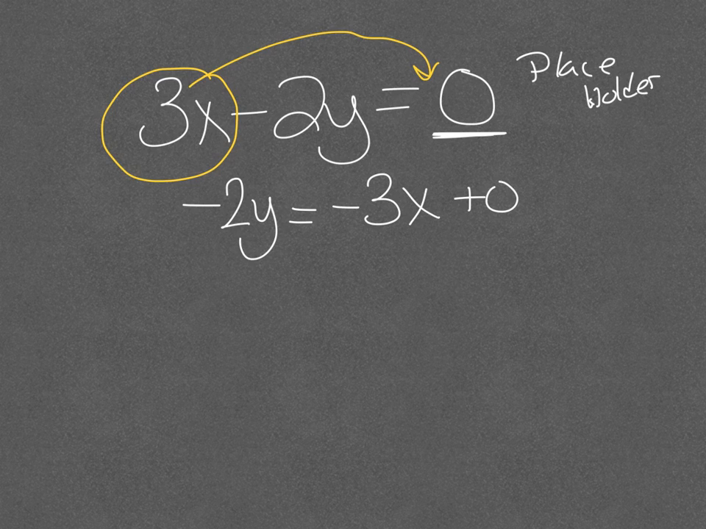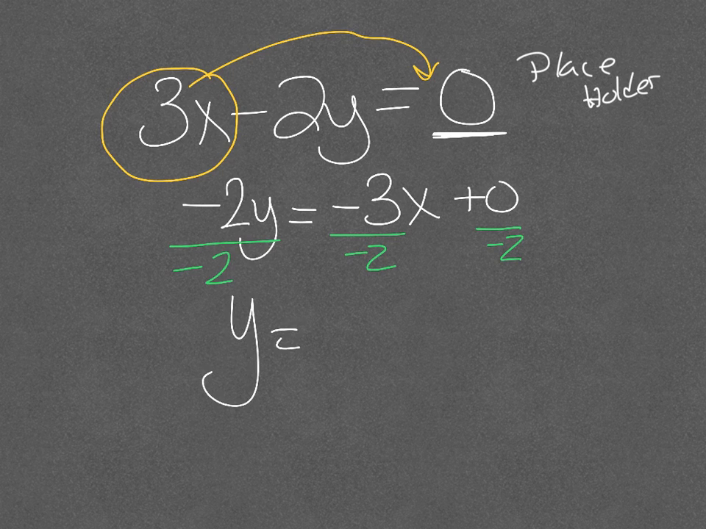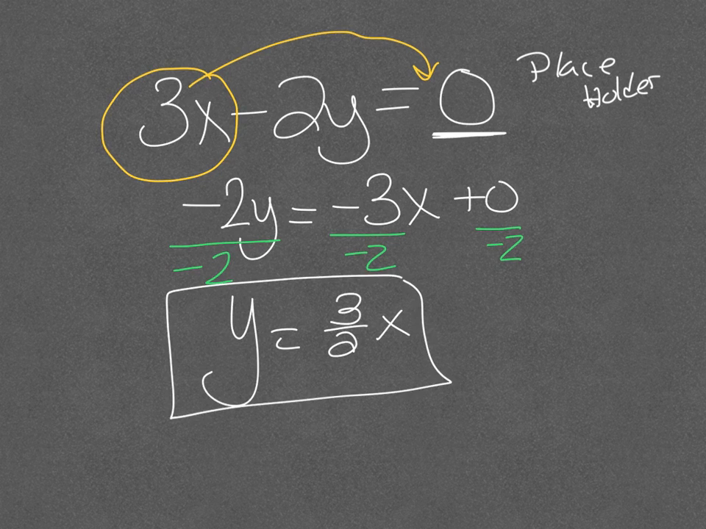Okay? If there's nothing else on the side with it, you have to write the 0. Okay? All right, so now we're going to divide all terms by negative 2. So this becomes 1y equals negative 3 divided by negative 2 is positive 3 over 2x. And then 0 divided by negative 2 is 0. So we still have 0, so I'm going to leave that off. All that means is that my y-intercept is 0, right?